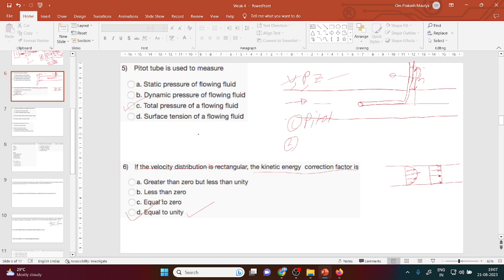One more thing: at the point the flow is stagnant, isn't it? Yes, the flow is stagnant there, so it should be measuring the static pressure? No, don't confuse this concept. Here it is measuring the total pressure of the fluid. This height depends on your velocity, pressure, as well as your datum. You can neglect the datum here if you take the datum at that location. Datum is a different issue, but the height depends on the velocity and pressure inside the pipe.